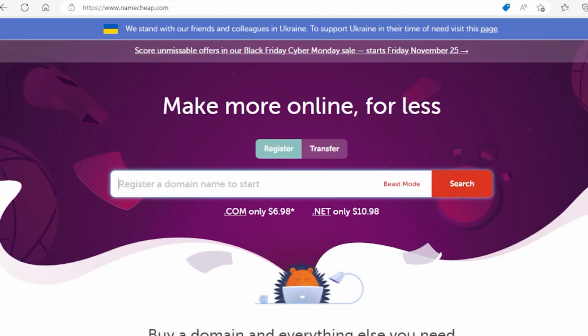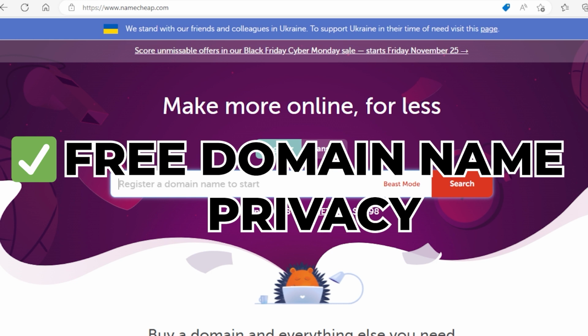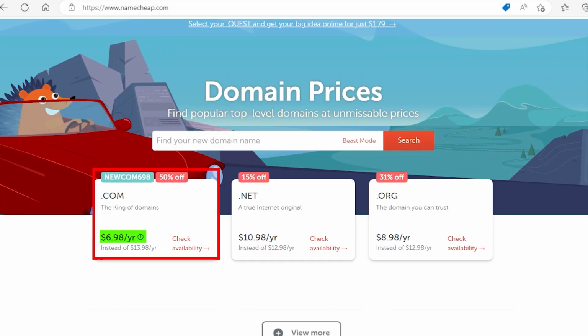Buy a domain name from Namecheap.com. They have the cheapest price and also provide domain name privacy for free. It will only cost you less than $10 per year, so make sure to grab your website name before anyone else takes it off you.